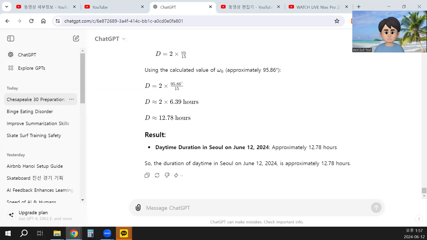Why is it different, from sunrise to sunset, from the daytime you calculated? I don't understand. Do you understand why the difference from sunrise to sunset is more than 13 hours, but you say the daytime duration is 12.78 hours? Why different?